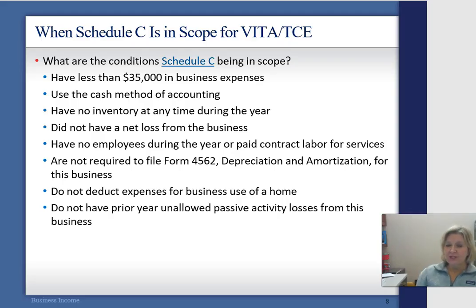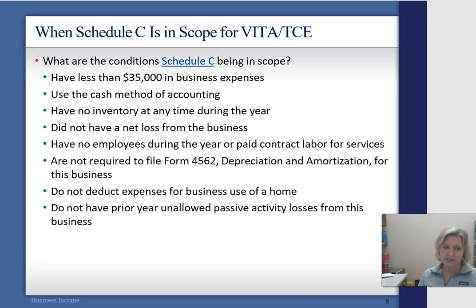What are the conditions for Schedule C to be in scope? Schedule C is in scope for VITA if the taxpayer has less than $35,000 in business expenses. They must use the cash method of accounting. They cannot have any inventory at any time during the year. They cannot have a net loss from business.